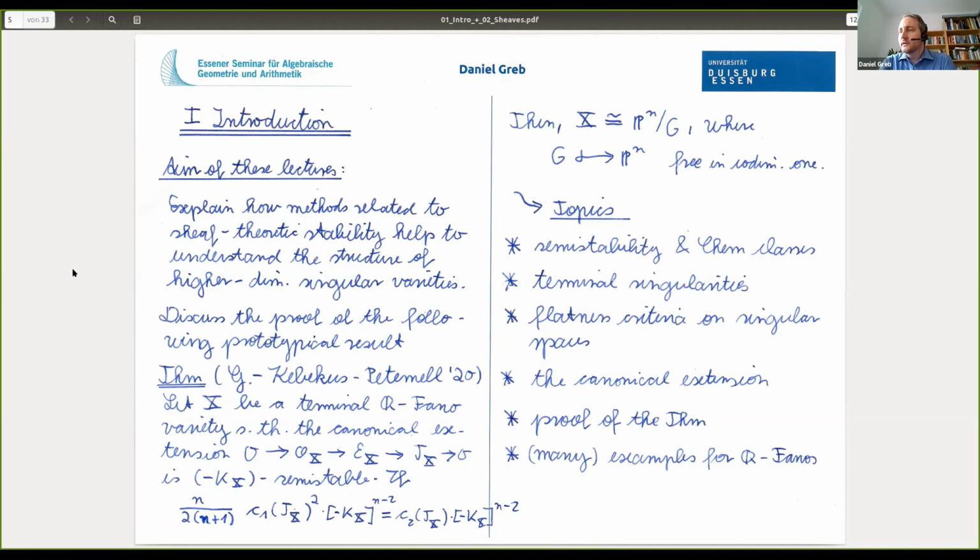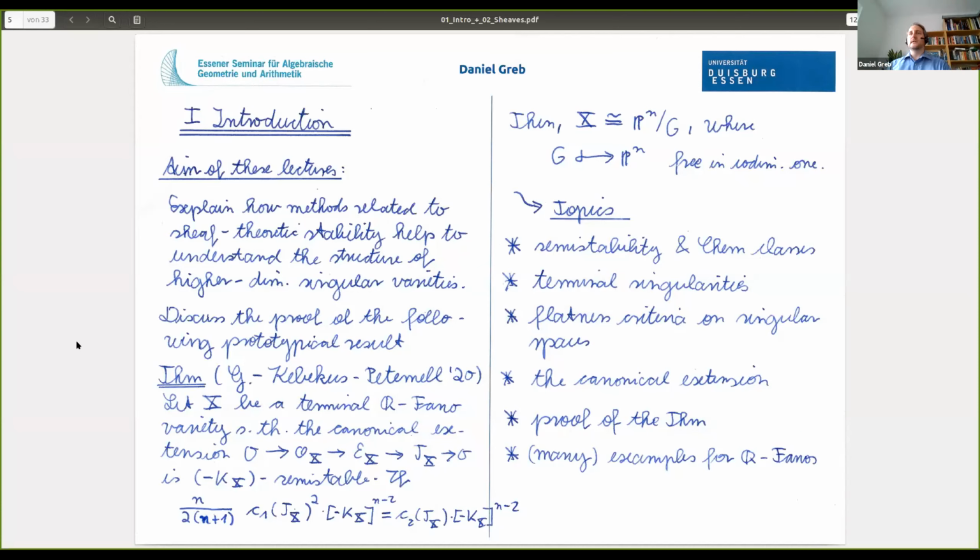And then finally, in the last lecture, I will talk about what this canonical extension is, where it comes from, why it's interesting. You see, it's related to Tx, so stability of this canonical extension is related to the stability of Tx. And I will prove the theorem, and then depending on the time, I will discuss some ramifications of this theorem, some examples, some more explicit stuff. Yeah, so that's the plan.